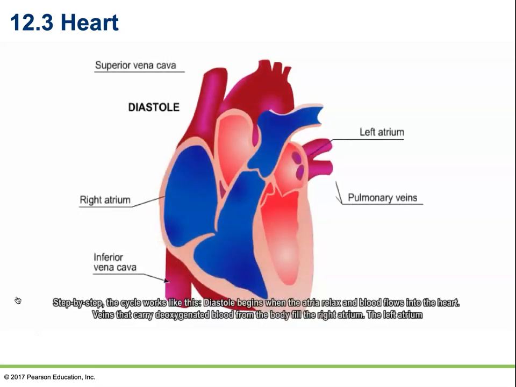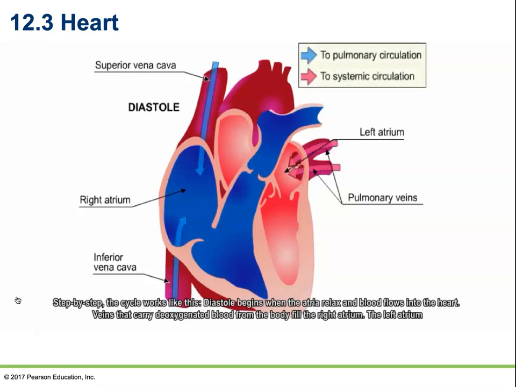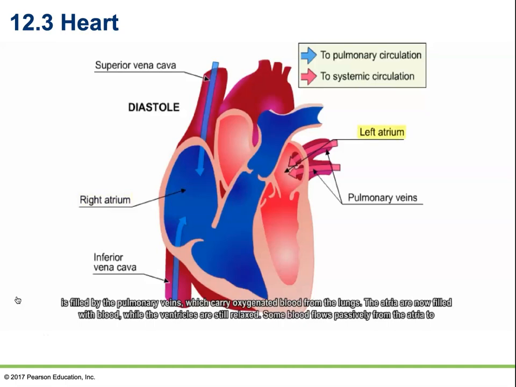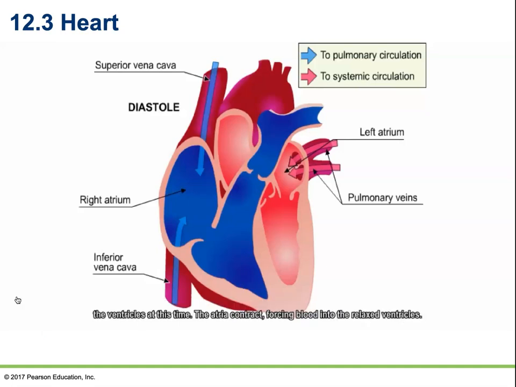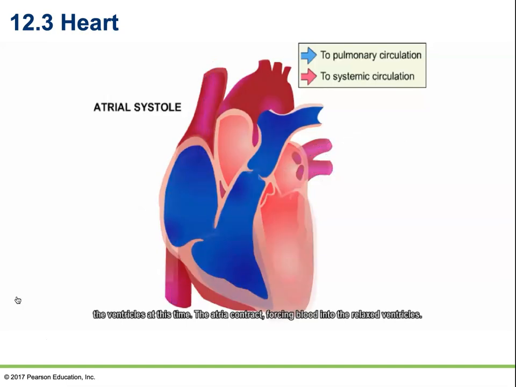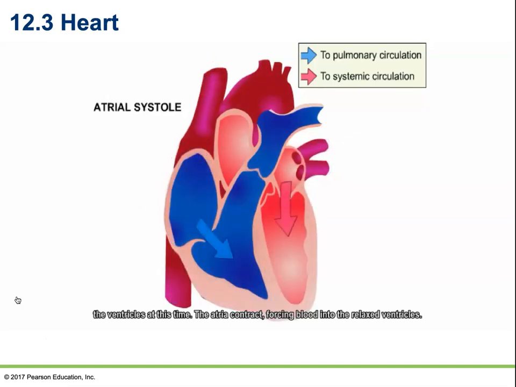Step by step, the cycle works like this. Diastole begins when the atria relax and blood flows into the heart. Veins that carry deoxygenated blood from the body fill the right atrium. The left atrium is filled by the pulmonary veins, which carry oxygenated blood from the lungs. The atria are now filled with blood, while the ventricles are still relaxed. Some blood flows passively from the atria to the ventricles at this time. The atria contract, forcing blood into the relaxed ventricles.